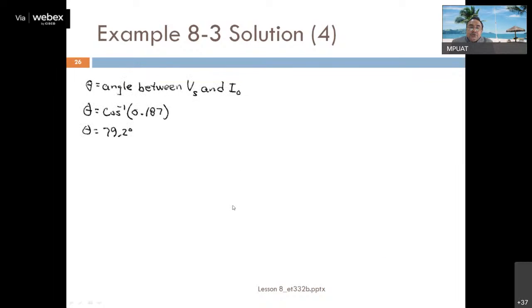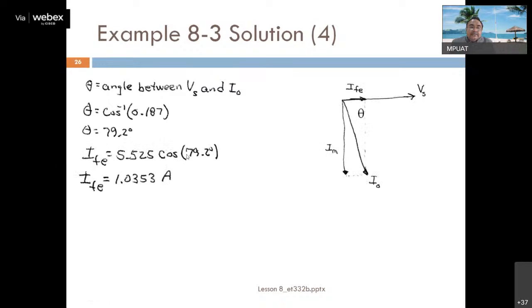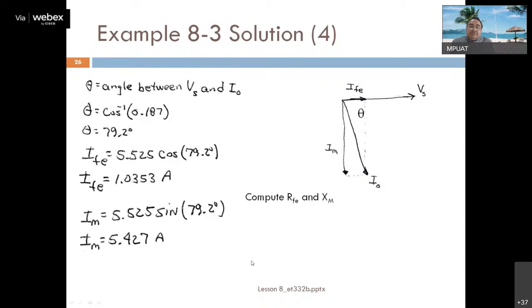This value is already known to you. The angle is very clear. Now with the help of this secondary current, we can calculate the corresponding no load current component. The secondary current is 5.525 cos of 79, which comes out to be 1.035. Similarly, the magnetizing current is the no load current multiplied by sine of phi naught, it comes out to be 5.427 ampere. So the same experiment is being performed on the secondary side.